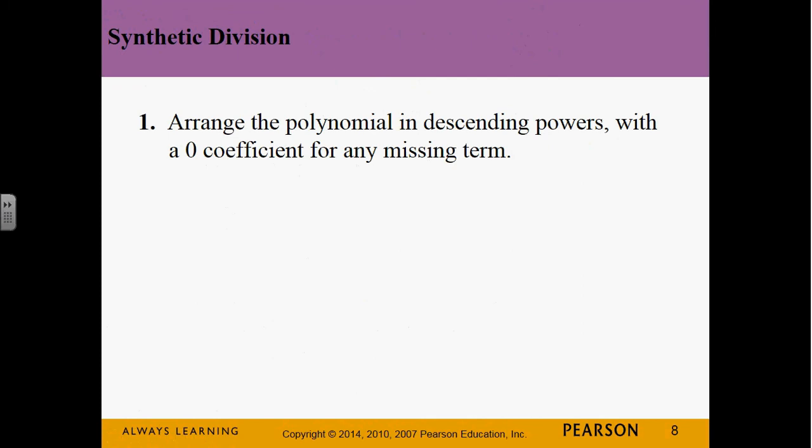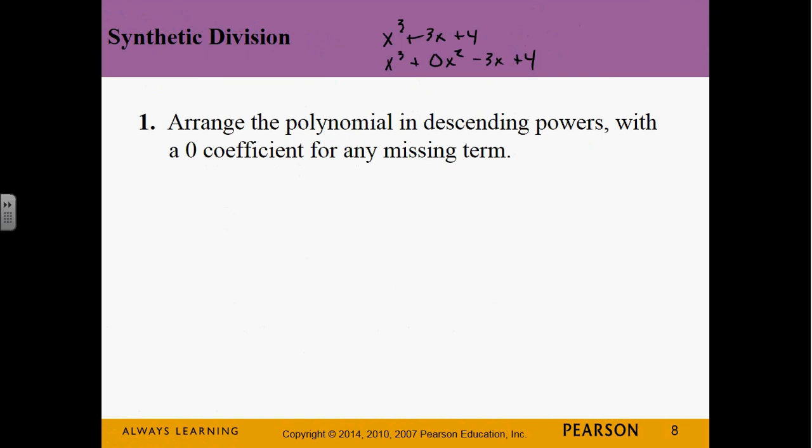Now, synthetic division, step one is to arrange everything in descending order. And if you are missing any terms, say you've got an x cubed, but you don't have an x squared, but you have an x, anytime you are missing one of the degrees, you have to put a zero in, okay? So if I had x cubed plus 3x plus 4, then that would be x cubed plus 0x squared minus 3x plus 4. I have to have a term for every power, okay?